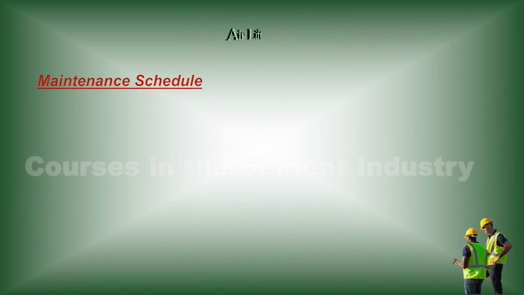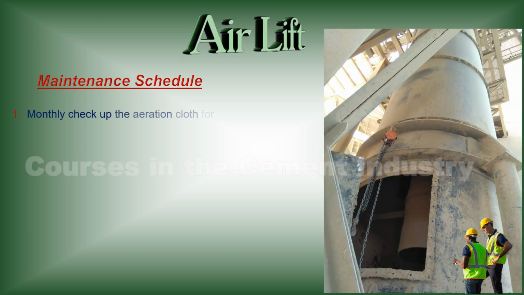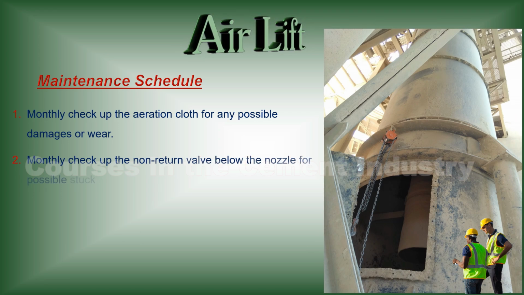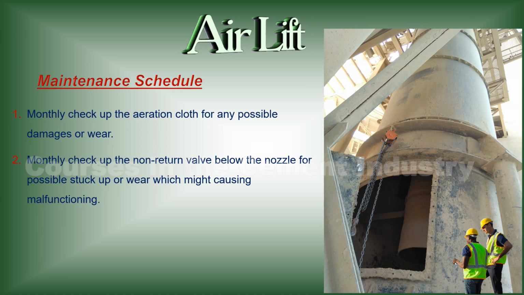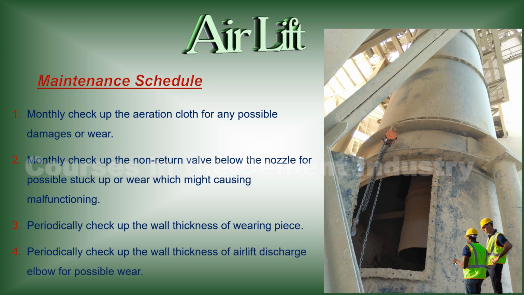Maintenance schedule for airlift. 1. Monthly check the aeration cloth for any possible damage or wear. 2. Monthly check the non-return valve below the nozzle for possible sticking or wear which might cause malfunctioning. 3. Periodically check the wall thickness of the wearing piece. 4. Periodically check the wall thickness of the airlift discharge elbow for possible wear.